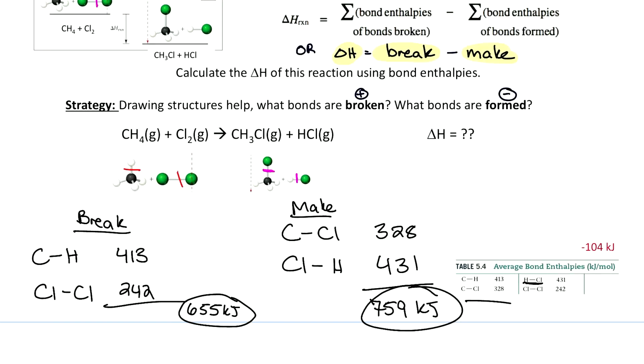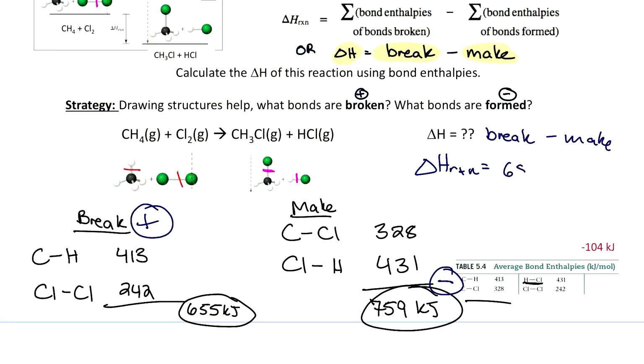So we break, we make, so when we calculate delta H, it's always break minus make. You can think, the energy to break bonds is a positive number. When we make bonds, we get this energy back. So that's why it's break minus make. So delta H of this reaction is equal to 655 minus 759. And we see that the delta H of this reaction is negative 104 kilojoules, right? This is an exothermic process.